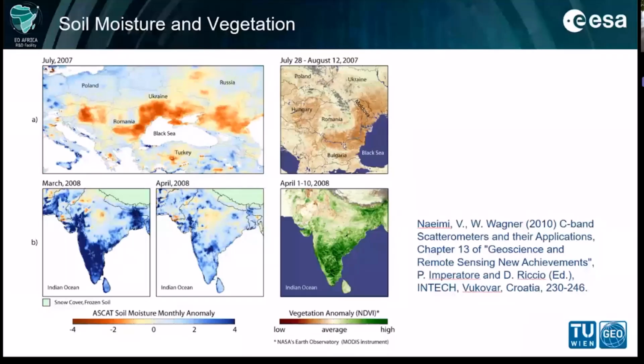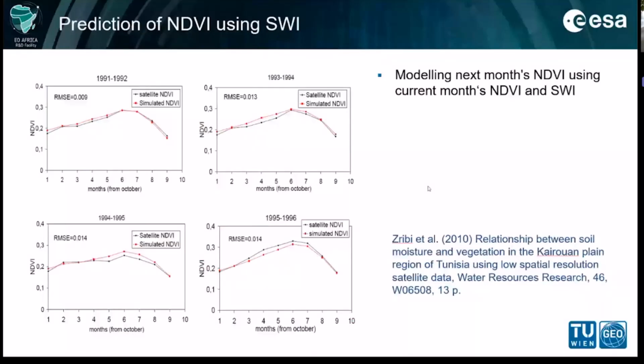That it can actually also be the exact opposite behavior is shown here in the lower panel. We see here soil moisture conditions for March 2008 and April 2008 in India. We see extreme wet conditions leading then to extreme positive vegetation anomalies in southern India. This delayed response of vegetation to soil moisture anomalies can then be used in modeling efforts.